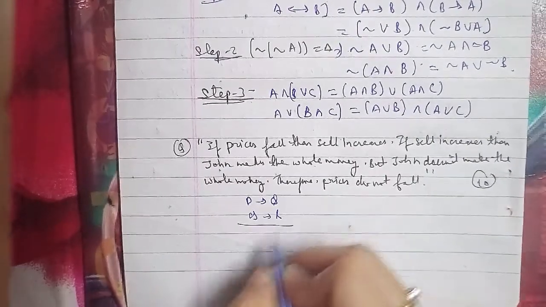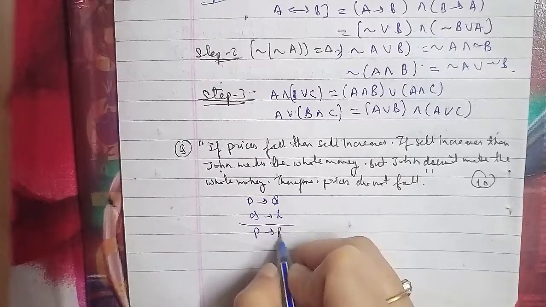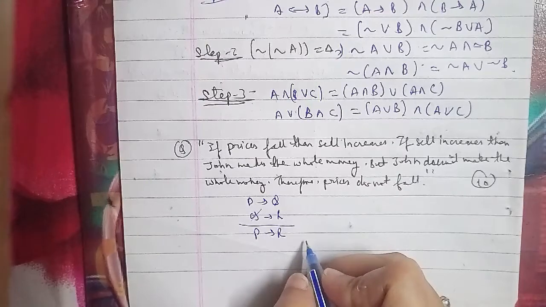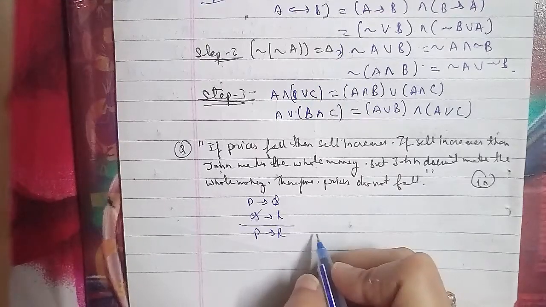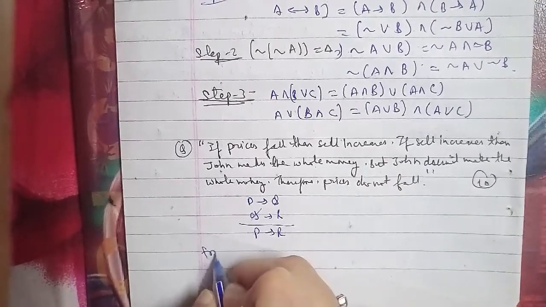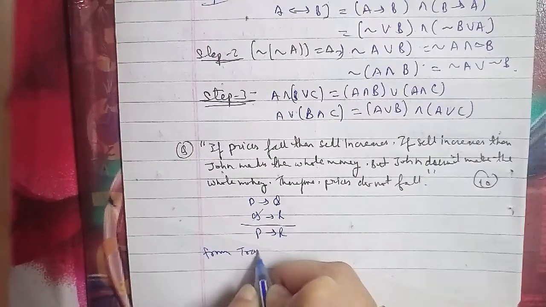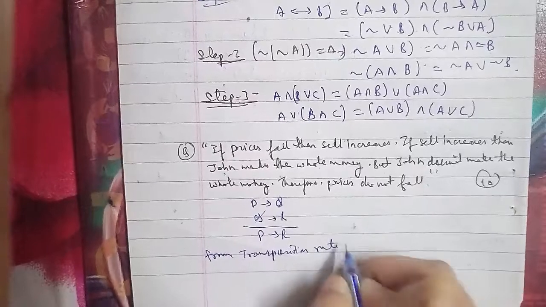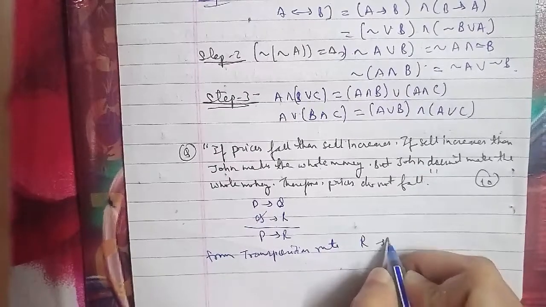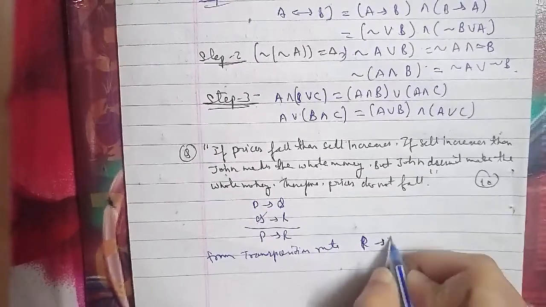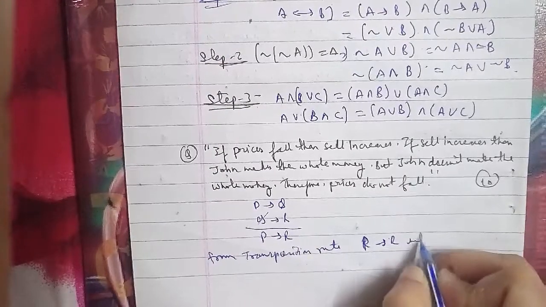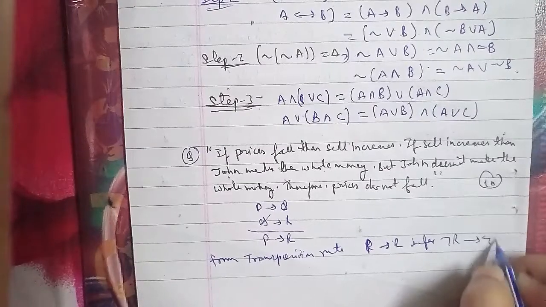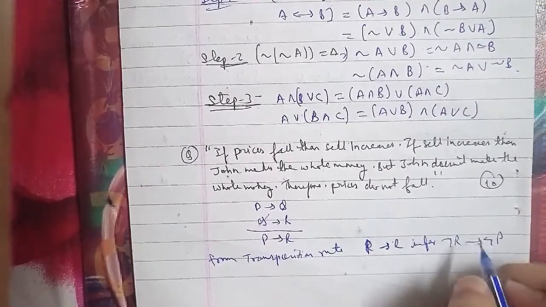And from the transposition rule, P implies R gives not R implies not P. Here we conclude that John does not make a lot of money, therefore the price does not fall, and hence the given argument is valid. So this is valid. This has been for 10 marks.